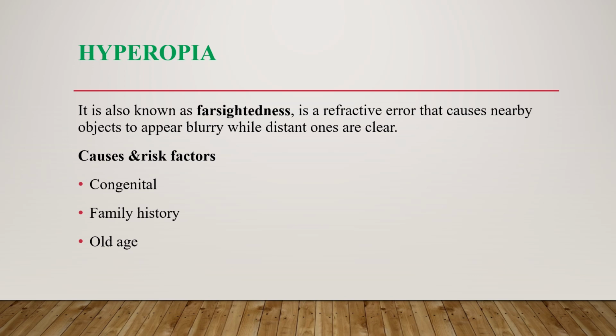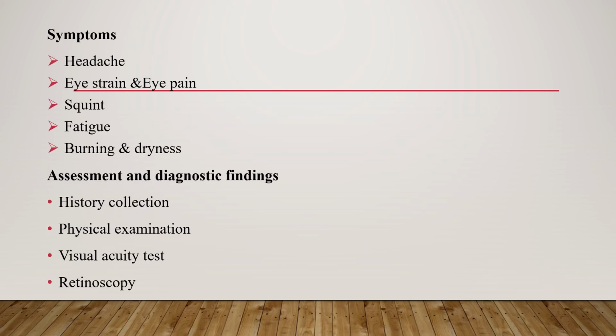What are the main causes and risk factors for this? It is congenital, present by birth itself. Family history. Next, old age, as the age increases you can see this problem. What are the symptoms? Headache, eye strain and eye pain, squint, fatigue, burning and dryness. How can you assess and diagnose? Through history collection. You can take the history.